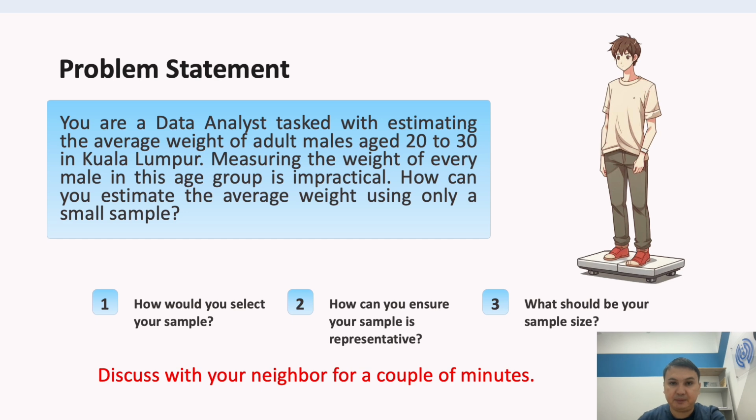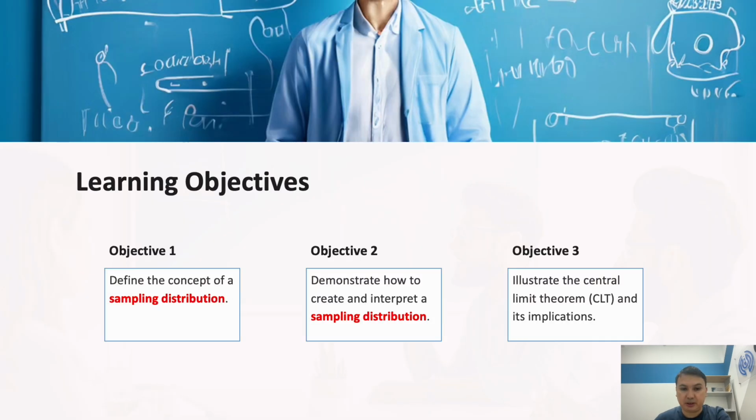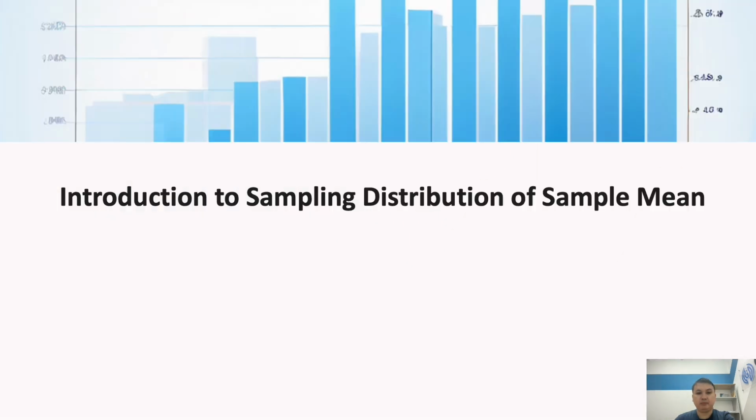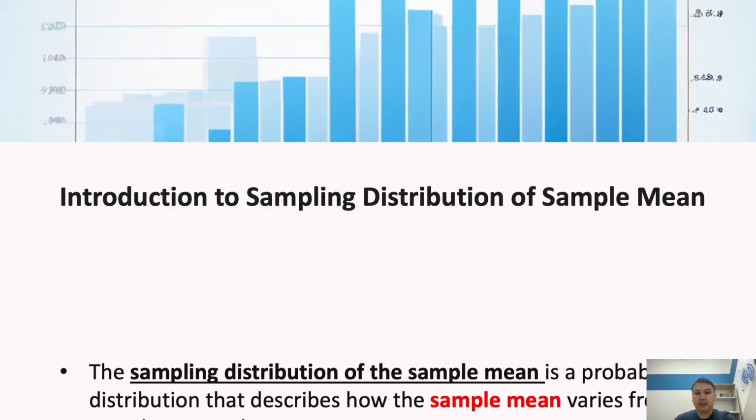Okay. Now here are the learning objectives. Define the concept of sampling distribution. Then we will demonstrate how to create and interpret a sampling distribution, and then we make the connection with the Central Limit Theorem that we mentioned earlier. Okay. So what is a sampling distribution?